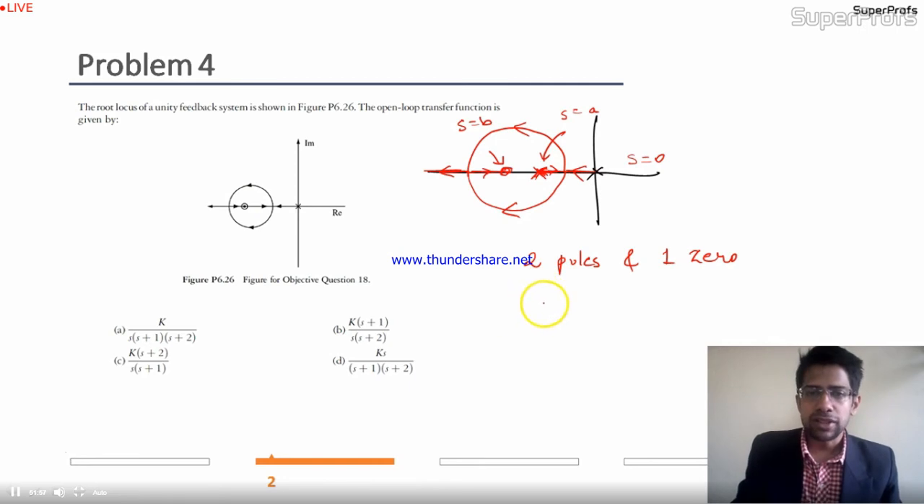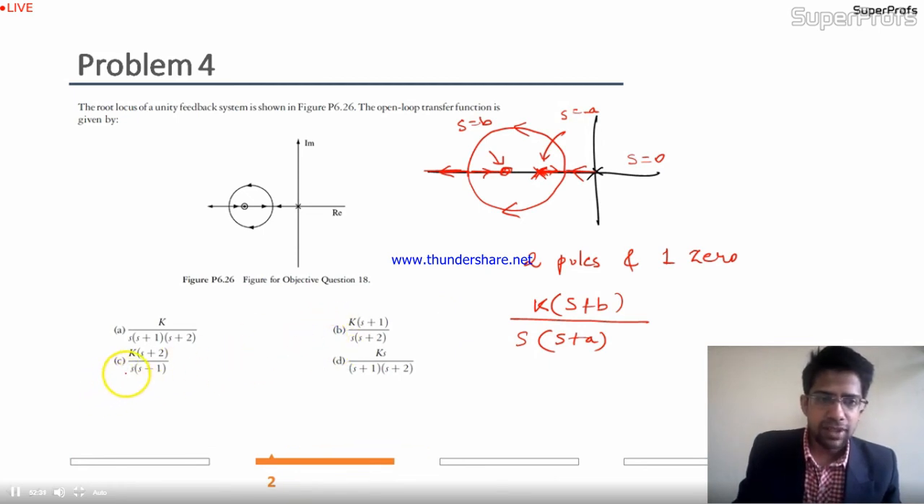So the transfer function here in this case will be some K into a zero. So you have a zero at, say, s equals minus b. That's why the value of the zero is minus b. So the expression will be (s plus b) divided by s, which is a pole at 0, and another pole which is at s equals minus a. And now there are only option B and option C which are of this kind. Now you need to find out the exact transfer function.